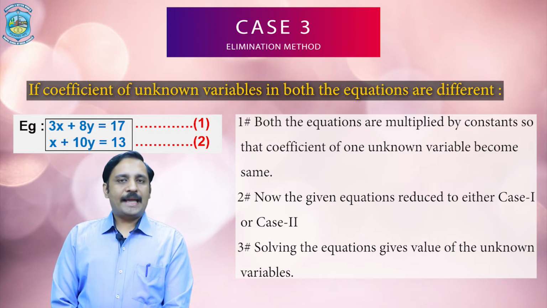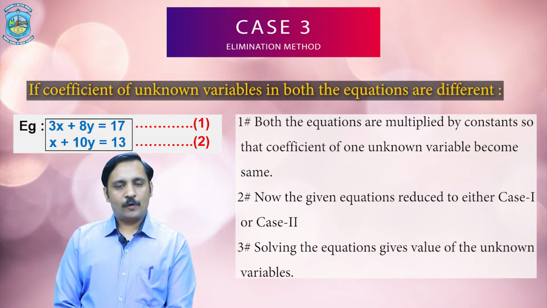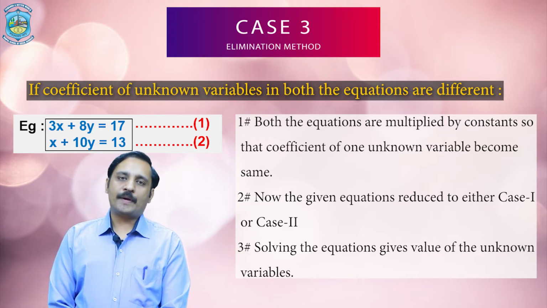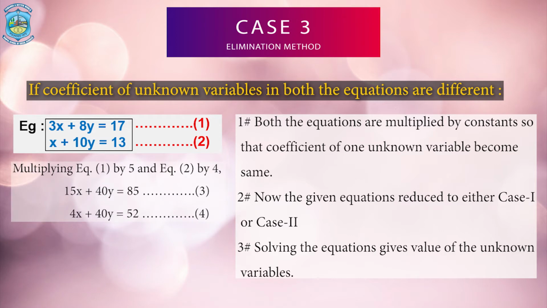Now we need to eliminate any one variable. Suppose I need to eliminate the variable y. For this I have to make the coefficients of y the same. How do I do that? I have to multiply equation number 1 by 5 and equation number 2 by 4. So we have 15x plus 40y is equal to 85 and 4x plus 40y is equal to 52. Let us mark them equation number 3 and equation number 4.